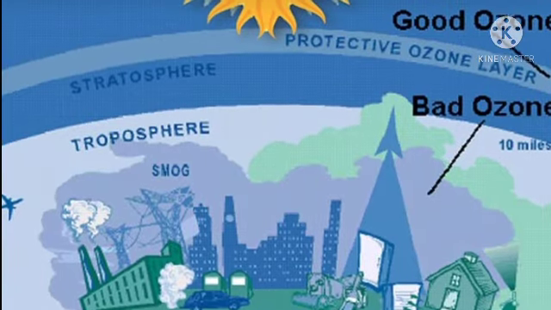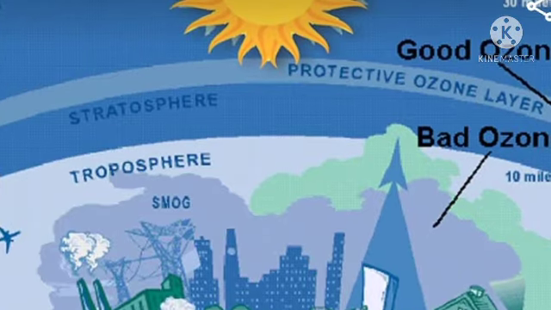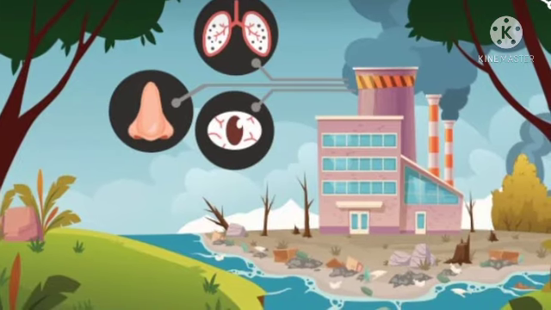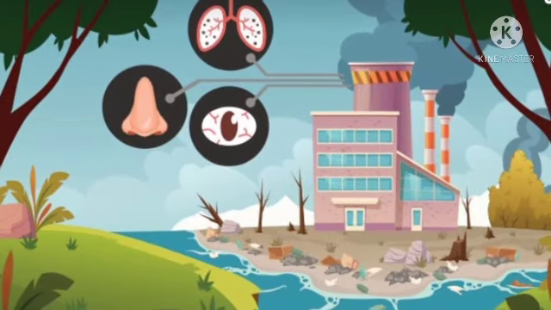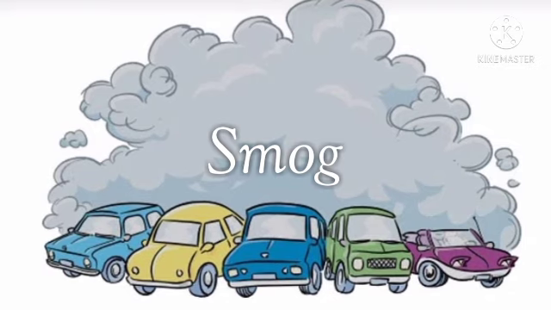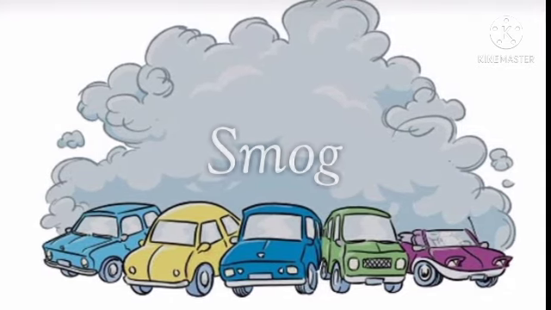Ozone also forms in the lower atmosphere when different air pollutants mix and cause chemical reactions. But this ozone is harmful and irritates the eyes, nose, throat and damages the lungs. Fourth one, smog. Smog appears when sunlight falls on gases released from automobiles and factories.